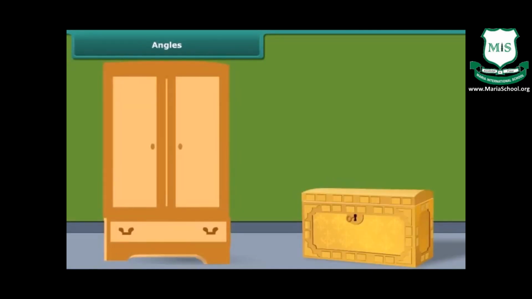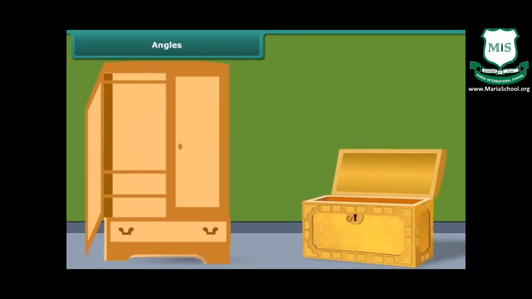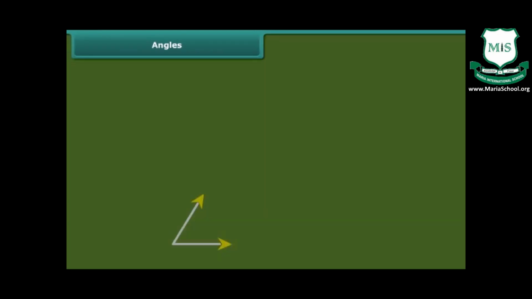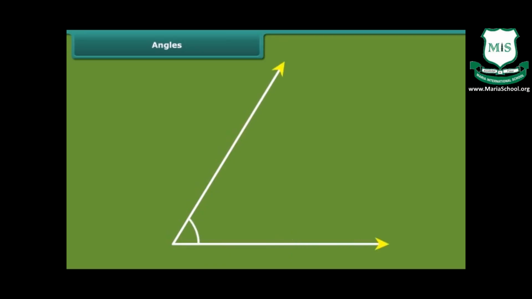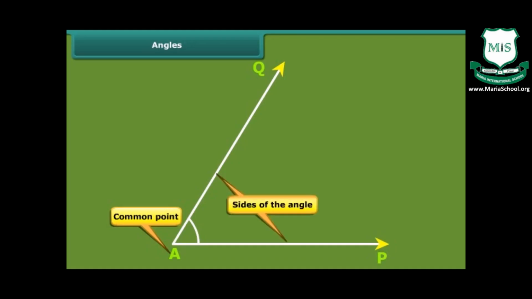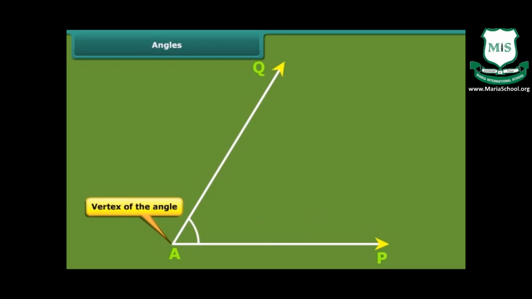Let us now move to another topic. The open door of an almirah or a box forms an angle. In the language of mathematics, when 2 rays start from a common point, we say that an angle is formed. In the given angle, rays AP and AQ have a common point A. The 2 rays forming an angle are called the arms or sides of the angle. The common end point is the vertex of the angle.